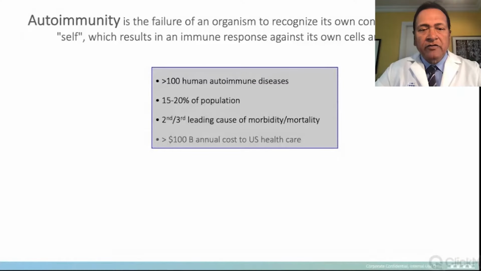Autoimmune disease collectively are just behind cardiovascular disease, neck and neck with neoplastic disease or cancer as the second or third leading cause of morbidity and mortality, with a tremendous economic healthcare burden of over $100 billion annual cost to the U.S. healthcare system. So a very serious set of diseases.